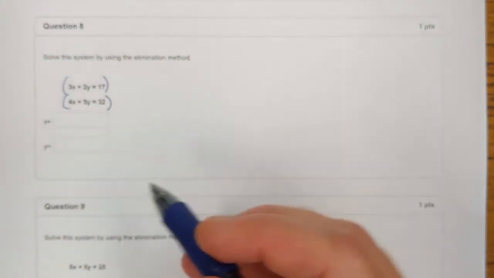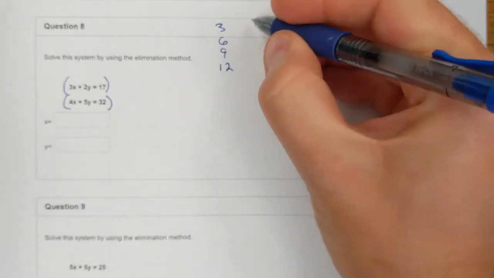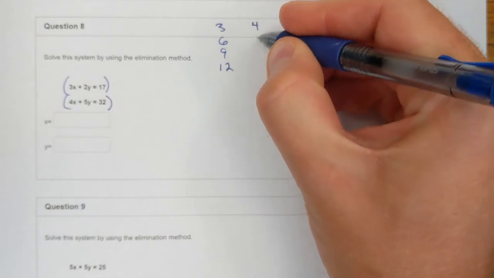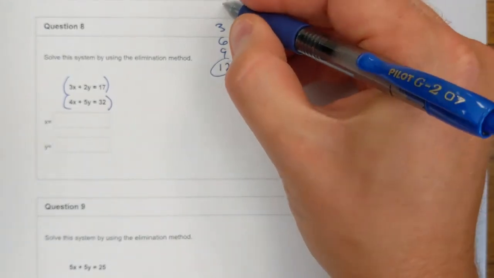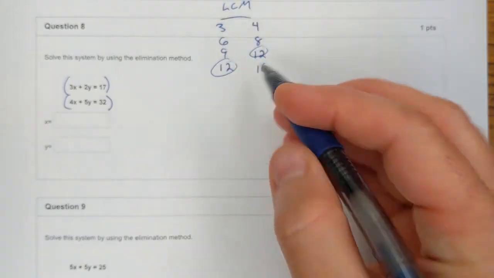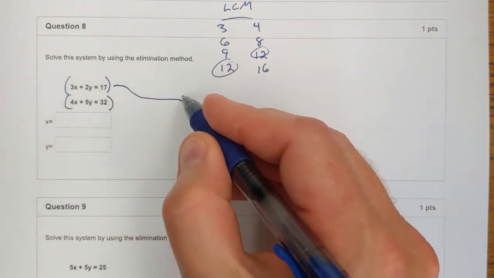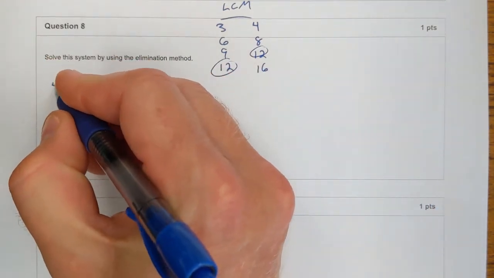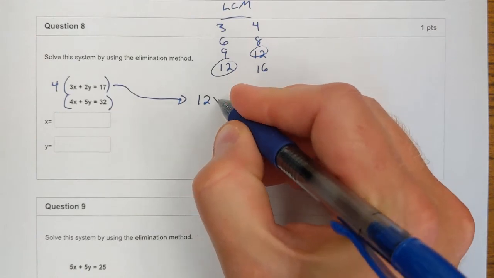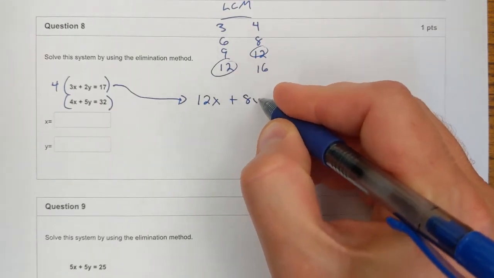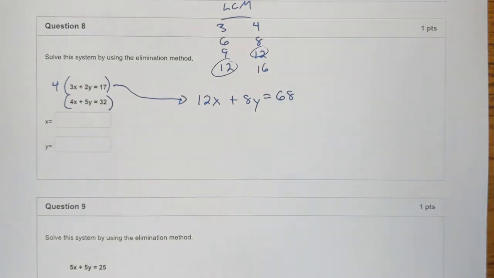So I know my multiples of 3 are 3, 6, 9, 12. My multiples of 4 are 4, 8, 12, 16. The lowest common multiple, the LCM, is 12. I need to turn both of these into 12x's. So I know my first line, I can just multiply everything by 4. 12x plus 8y equals 68.